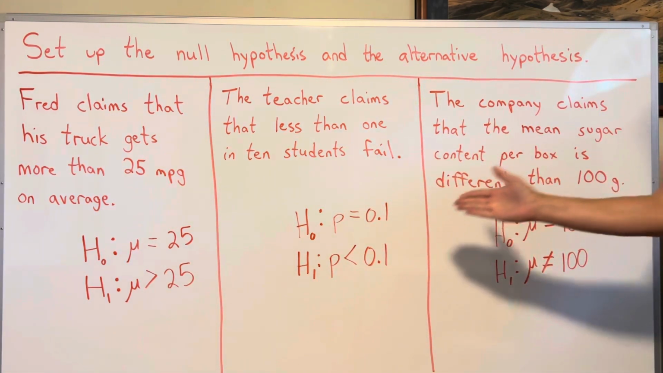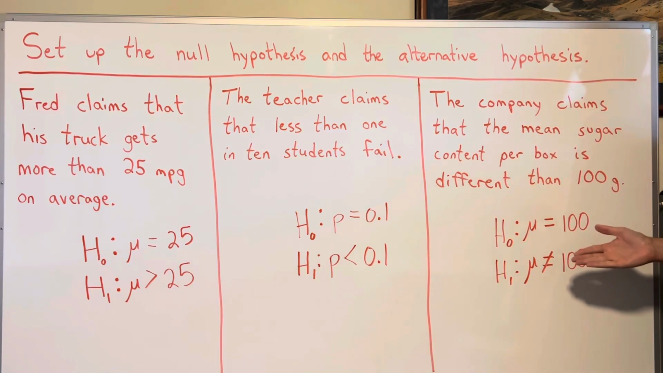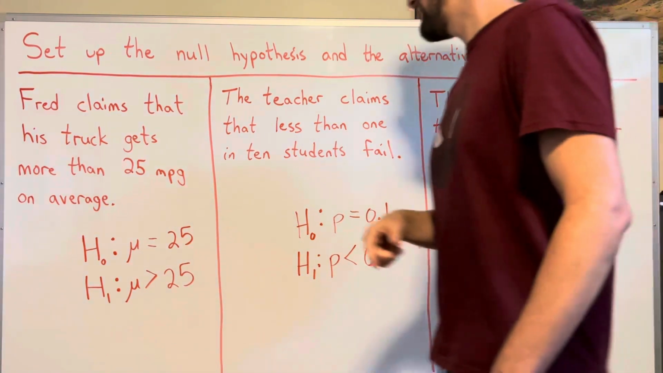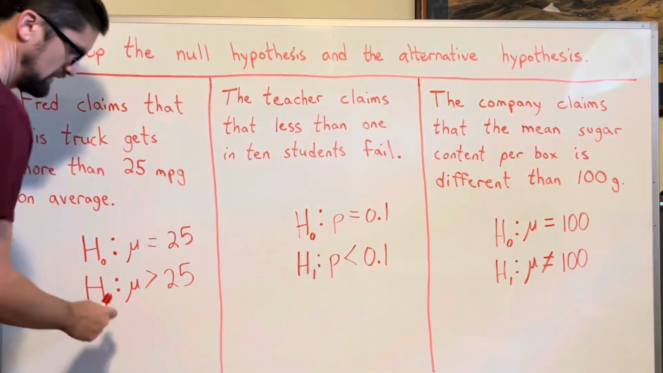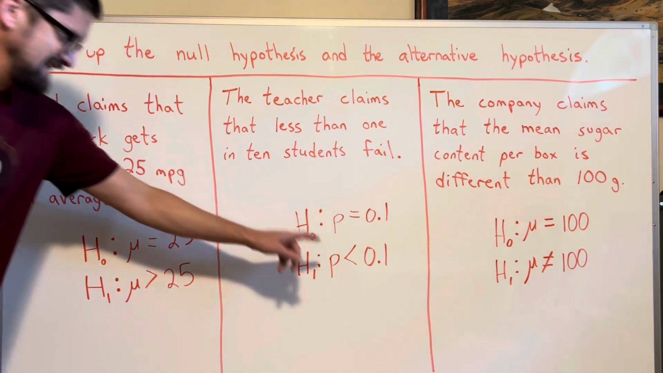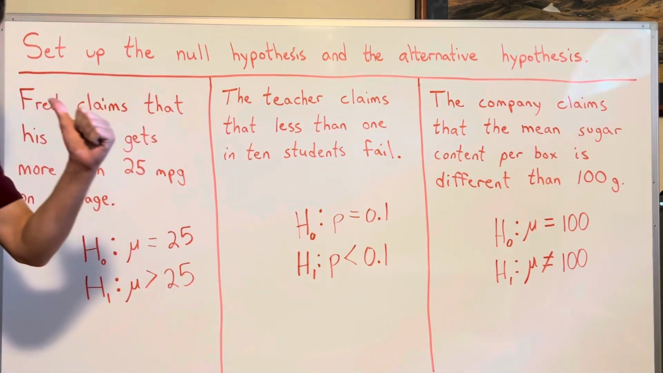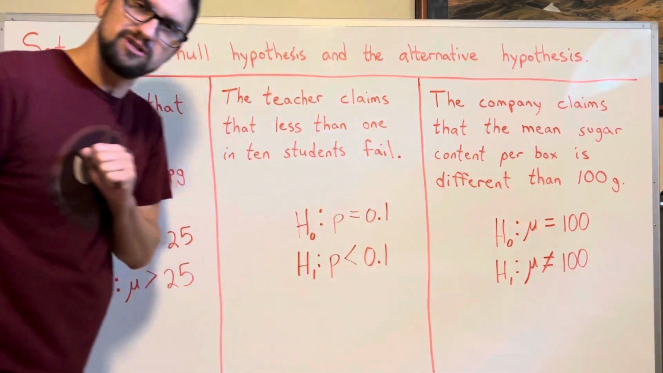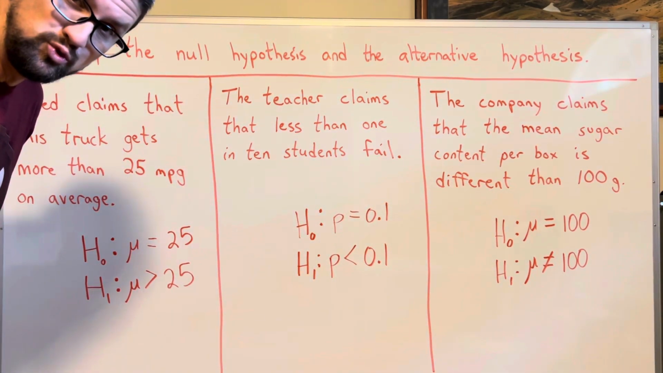Here's 3 different ways to set up the null hypothesis and the alternative hypothesis. If it's a greater than sign, that's going to be a right tail test. If it's a less than sign, that's a left tail test. And if it's a not equal to sign, that is a two tail test.